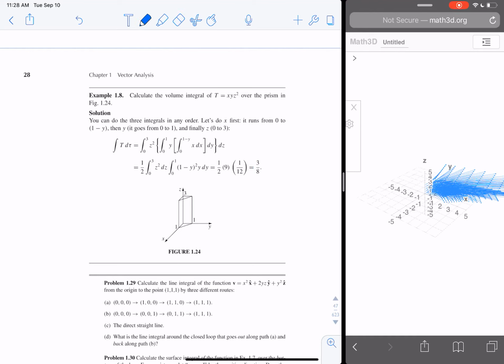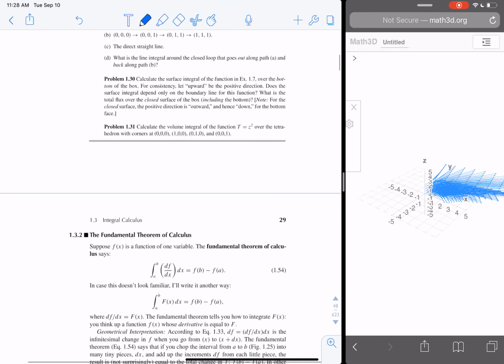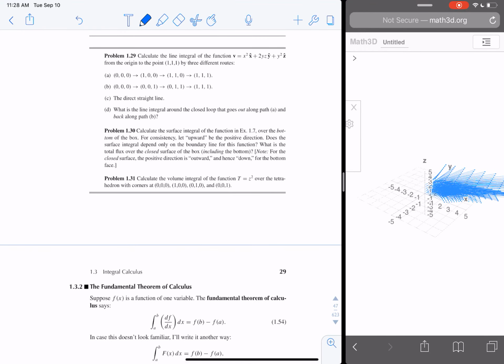Okay, so that might be the mass if t is the density. So 3/8 would be the total mass of this thing. You're just doing three integrals over the three spots, and it just takes a little practice doing this to get a sense of what you're doing. Okay, so we've got some examples there, or problems to do.